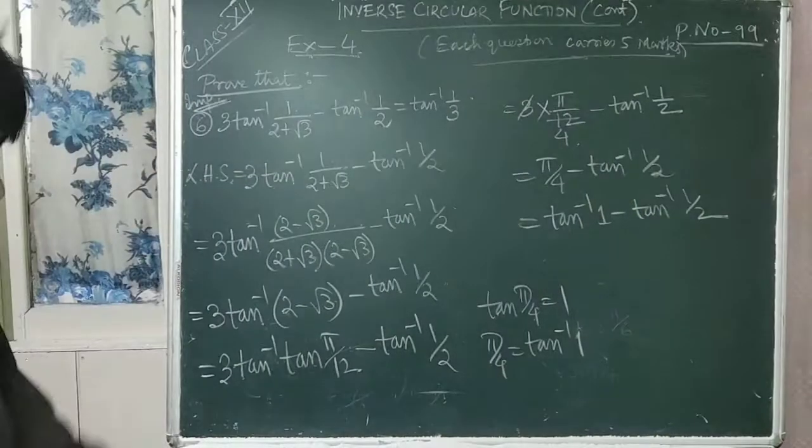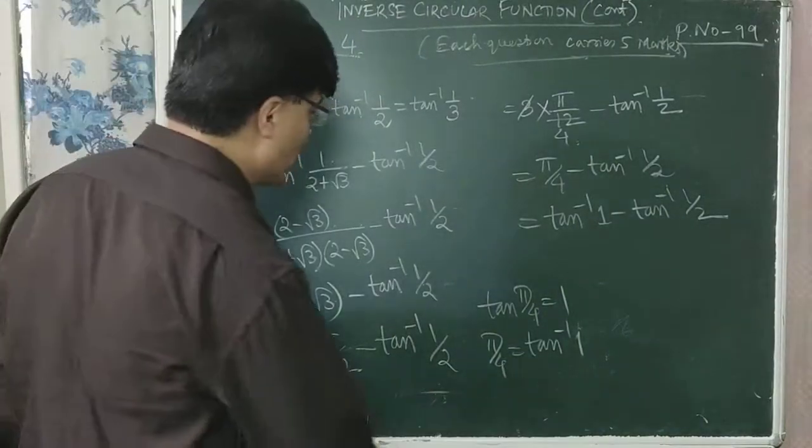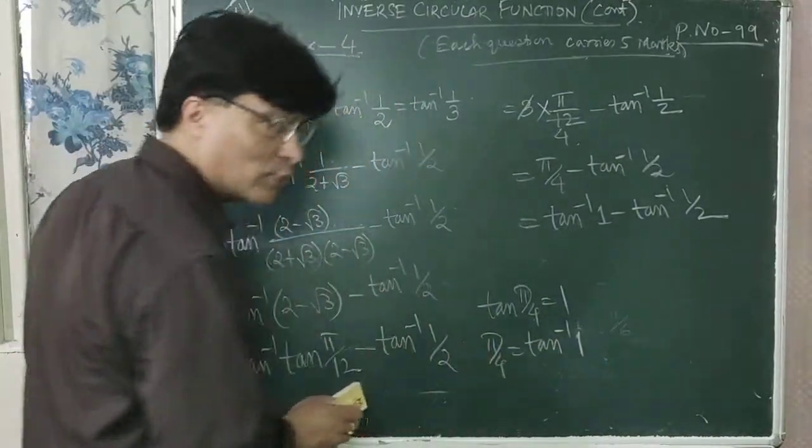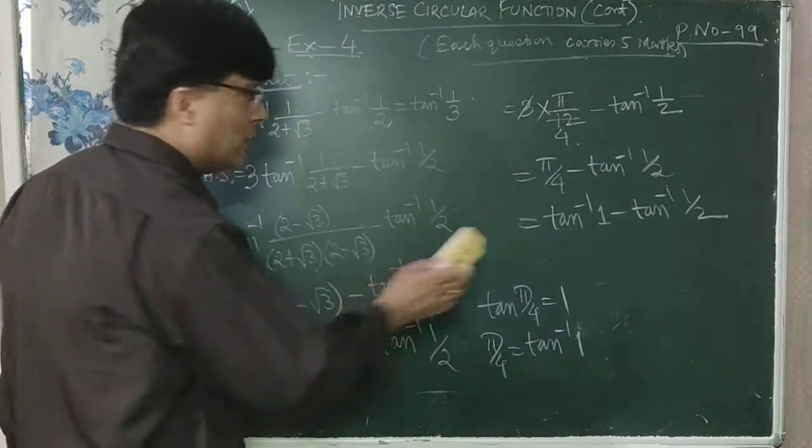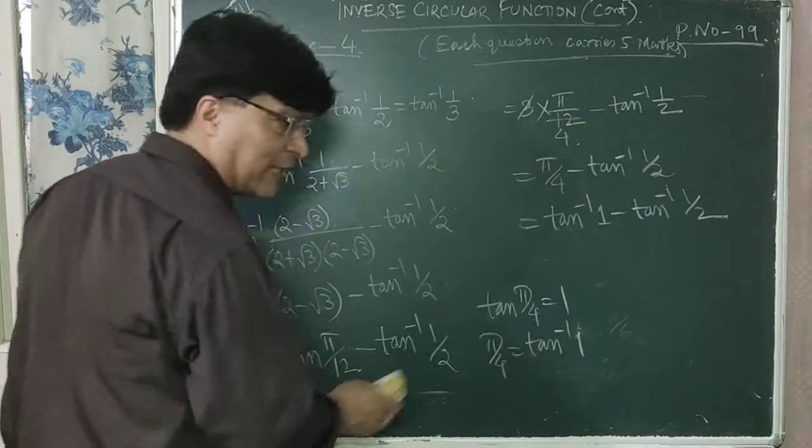Right? So you know that tan pi by 4 is equal to 1. So what is the value for pi by 4? It is tan inverse 1. So instead of pi by 4, what can you write? Tan inverse 1.